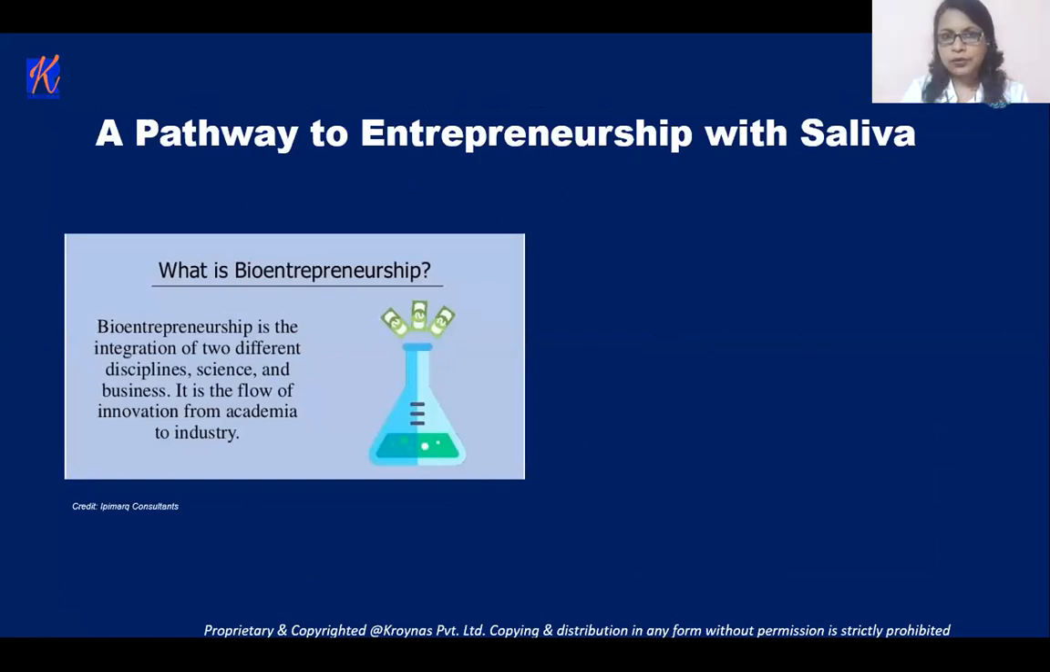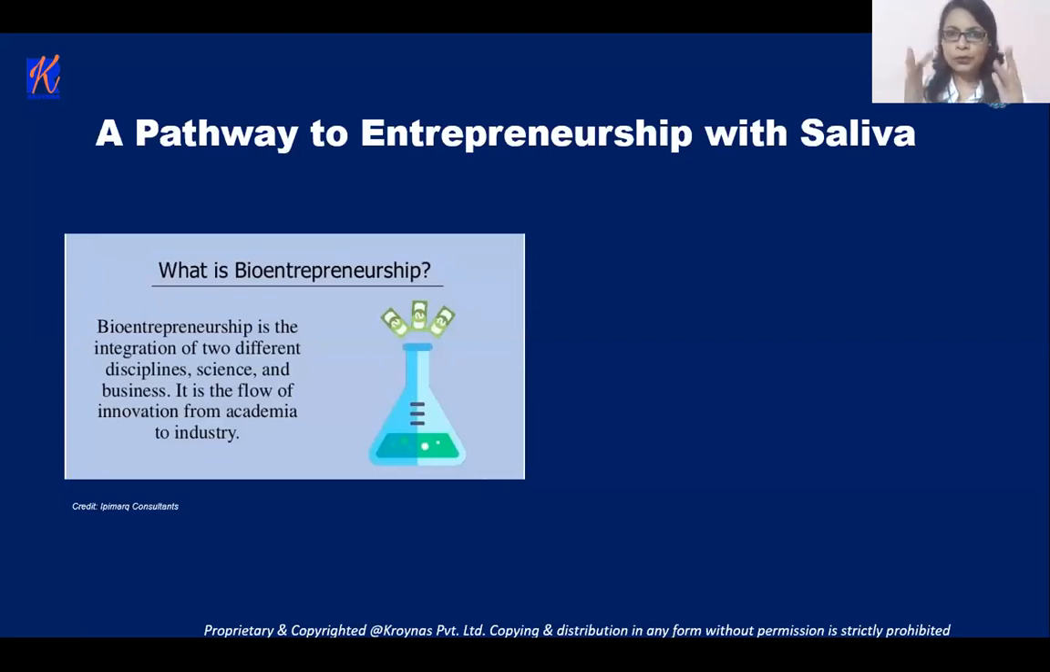So what is bioentrepreneurship? Basically, it is the bringing together of two things. It is a little different from entrepreneurship. In entrepreneurship, you have to take the risk of capital, but here along with capital you also have to take the risk of technology. So bioentrepreneurship is actually the flow of innovation from academia to industry.